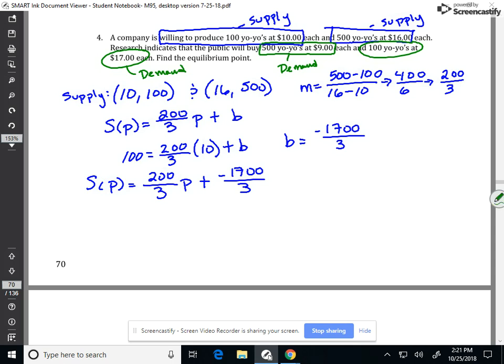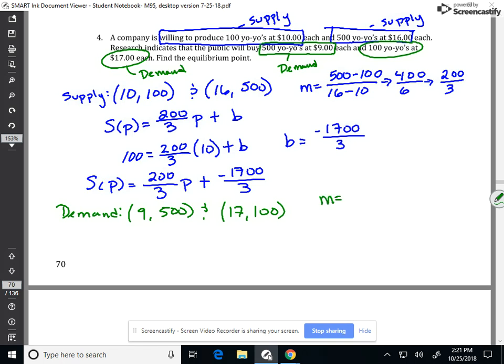Okay, so now let's look at the demand side. Again, I've got two ordered pairs for demand. So I've got the ordered points, and again, the price comes first. So I've got (9, 500) and (17, 100). So again, I'm going to go through the exact same process, find that slope.